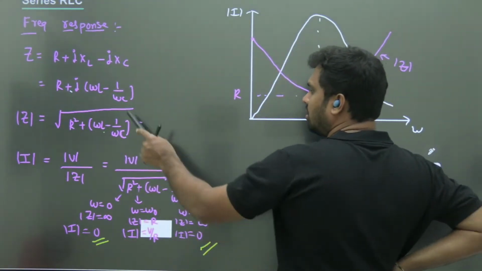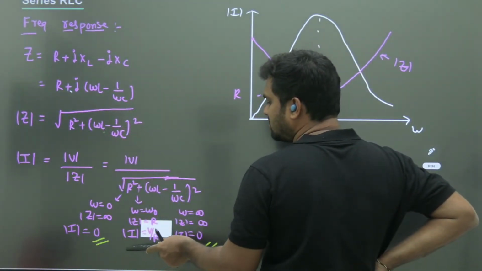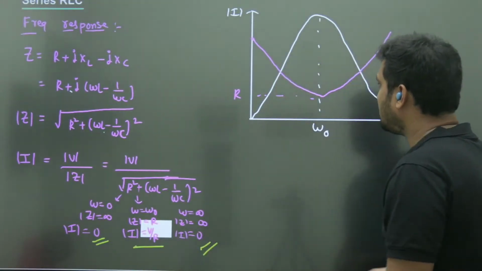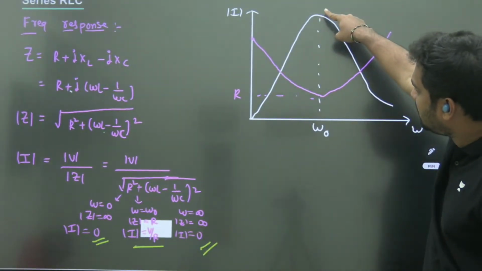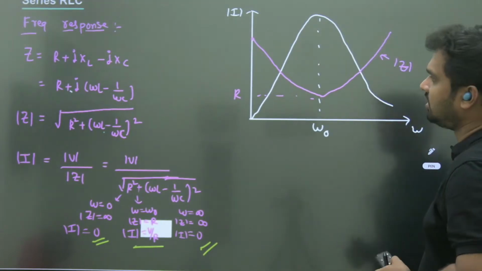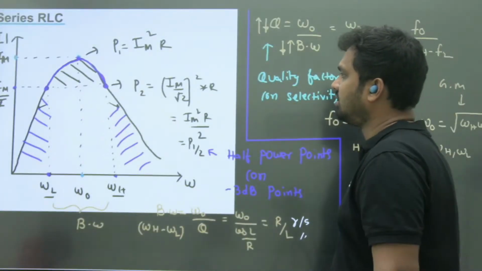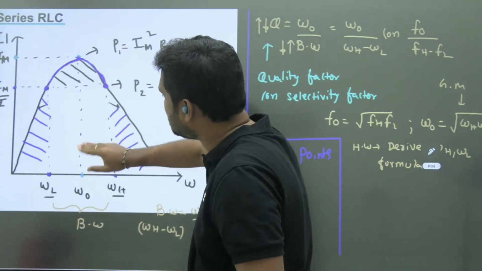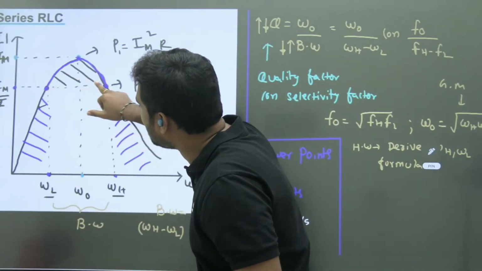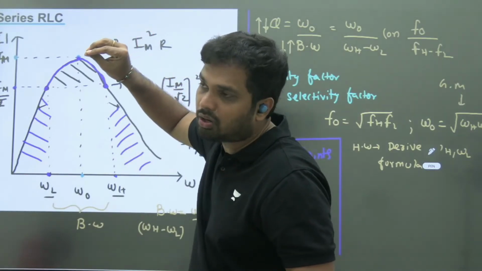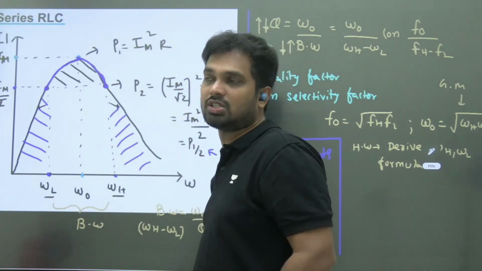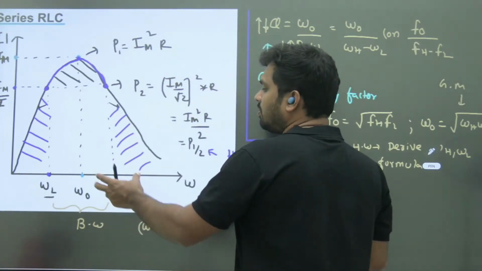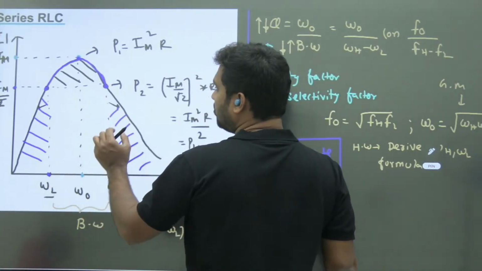When omega equal to omega naught, this part will cancel, and you get the maximum response. So the response will be like this. At resonance, you get the peak response, after that it will decrease. You can see the current reaches its peak at resonance. Then we take two intermediate points where the current falls to 1 by root 2 or power falls to 50% of its maximum value, which defines your bandwidth. So omega L and omega H.